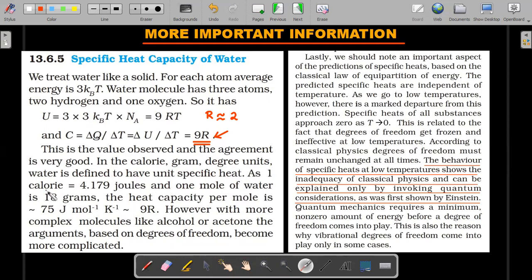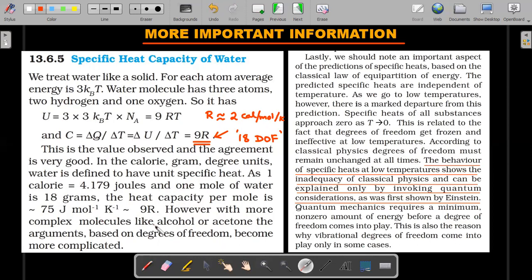Since 1 mole of water has 18 grams, the value of capital R in calorie units is approximately 2. So in calorie per mole per Kelvin, it is approximately 2. You could see all these things are matching. 9 2s are 18, 18 per mole, which is 1 calorie per gram. You could see all these things nicely set up, telling you that there are somewhere around 18 degrees of freedom for a water molecule. 6 for each one. So 2 hydrogen and 1 oxygen I have considered.